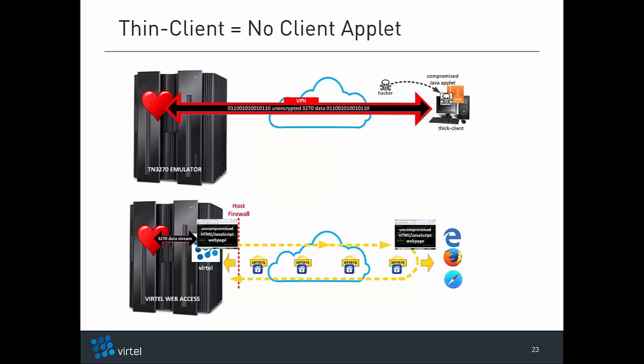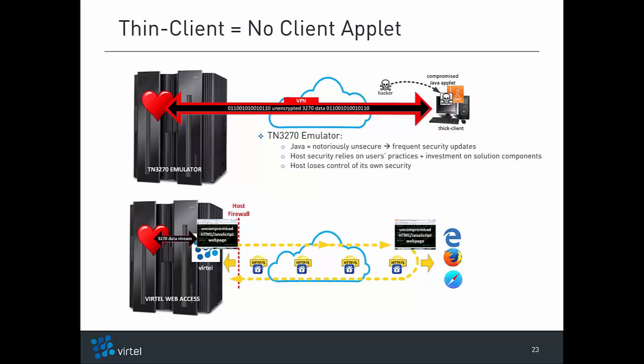which is the Java client applets, or lack thereof. TN3270 emulators rely on distributed client applets, typically Java client applets. When it comes to security issues, Java is the second most notorious software right after Flash. Java updates are periodically published to patch the Java security exposures.